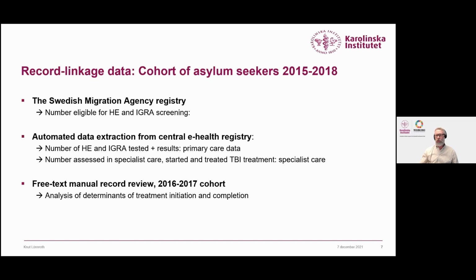the cohort that we created was using mainly record data, and we did record linkage based on personal IDs, temporary personal IDs in the case of asylum seekers. So matching the Swedish Migration Agency registry, this was to get the denominator of who was supposed to get a health examination and screening. And then we extracted automatically from electronic medical records. And this was both for primary care and then for specialist care, to see who went on to being referred to specialist care and who was put on treatment and finalized treatment.